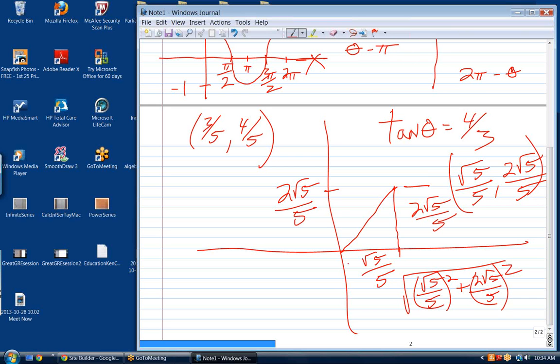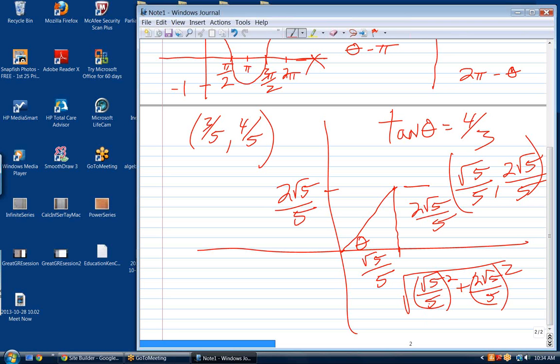Again, we could get the tangent instantly. We don't need to solve the hypotenuse for the tangent. But I'm confused right here. How would you multiply that, distribute that 2 to the 2 root 5?